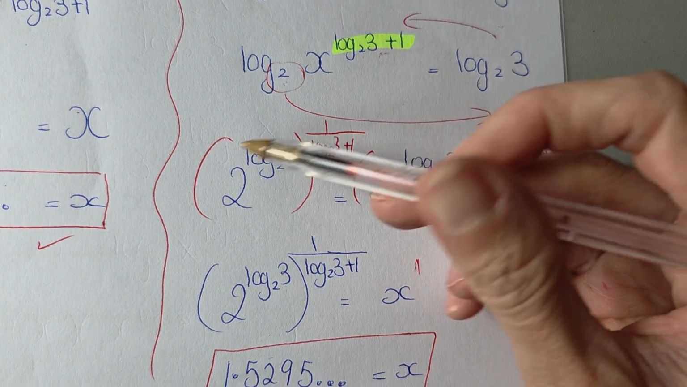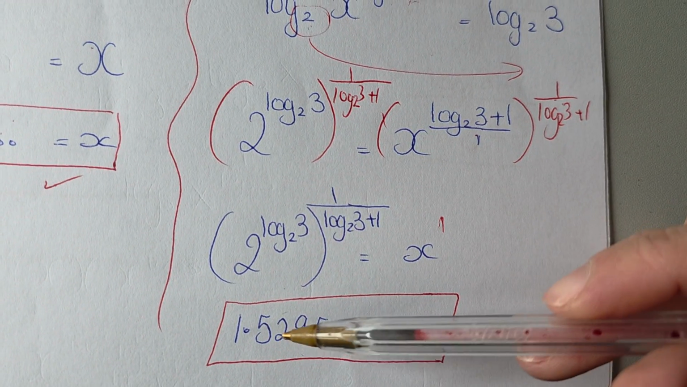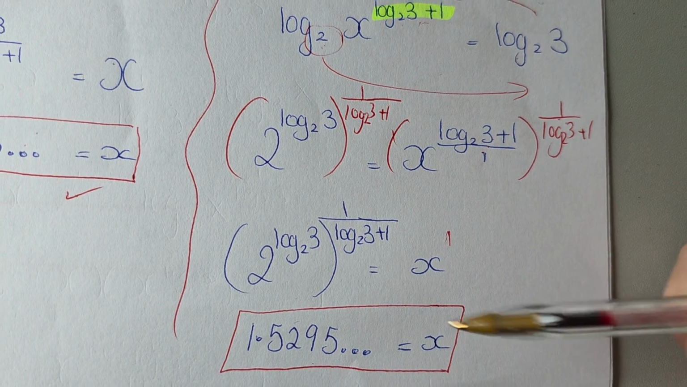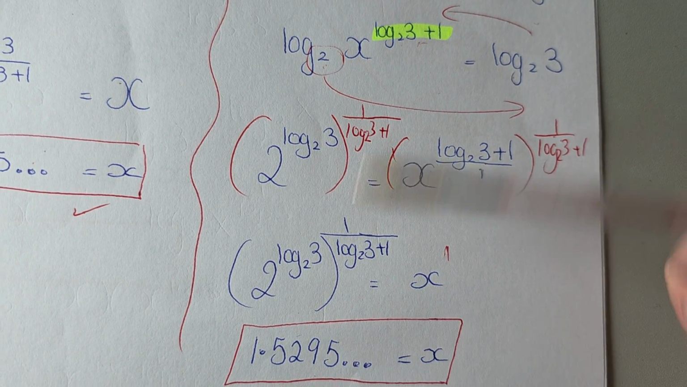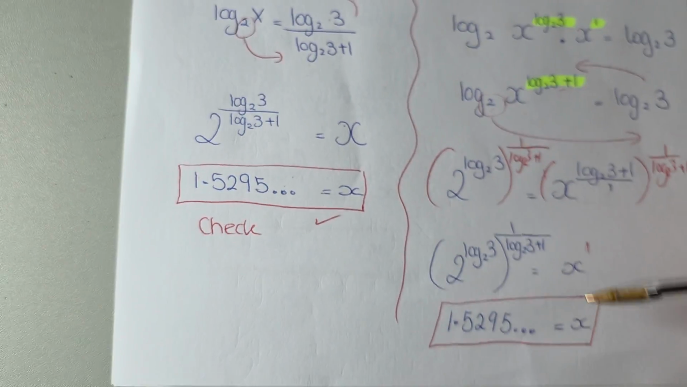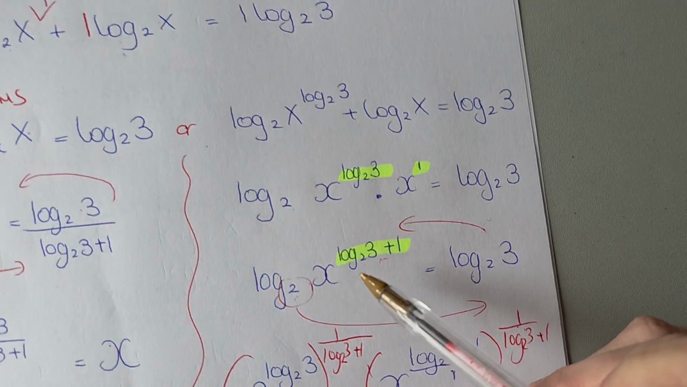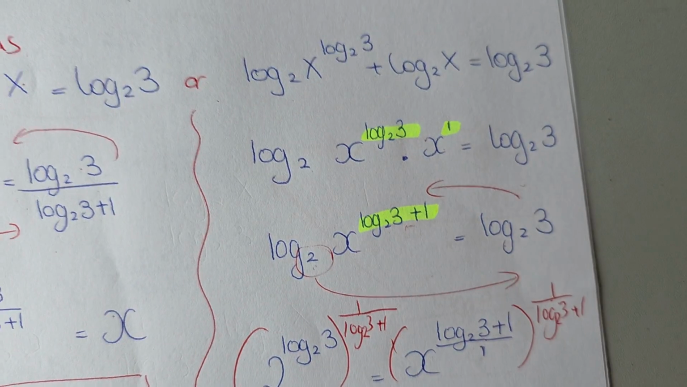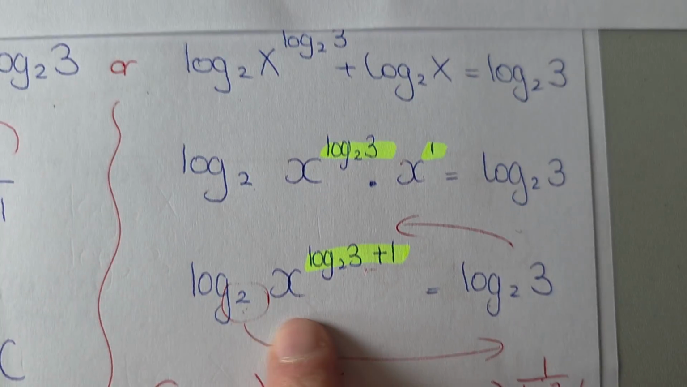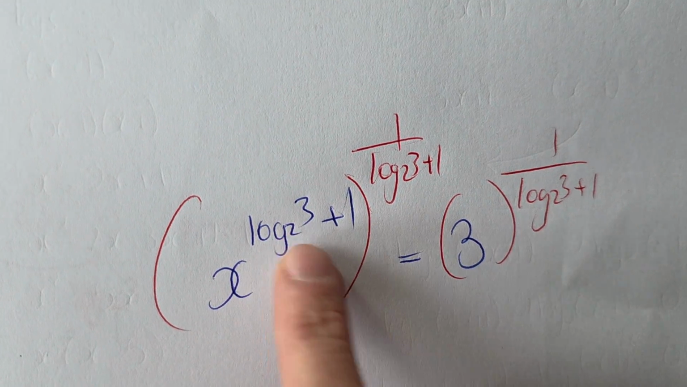Then you can throw all of that left-hand side into the calculator and you get back 1.5295. Goes on forever. That's the exact same answer I got when I did it the other method. Okay, even at this stage, if you had decided to drop the logs, you'd be left with x to the power of that equals 3. So it would look like that. X to the power of that equals 3.